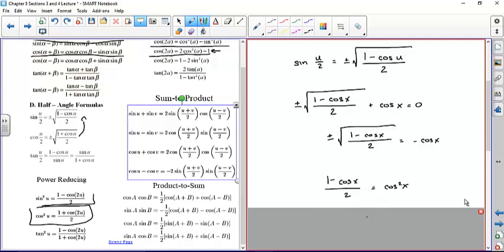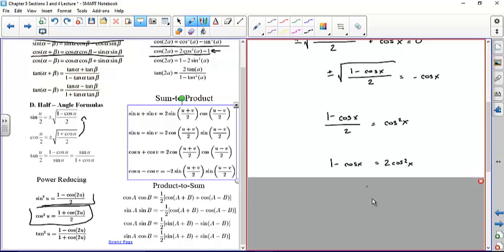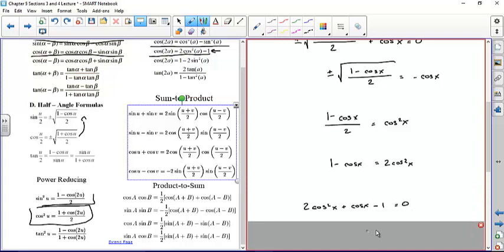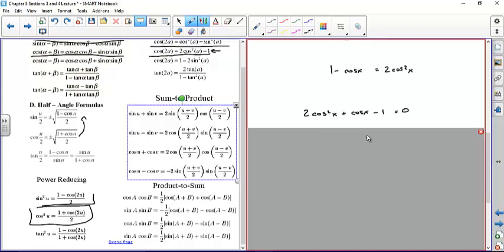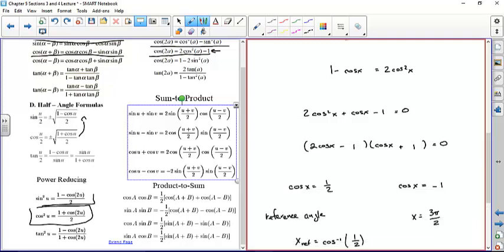Then you can multiply both sides by 2 to get rid of the 2 in the denominator. So you get that, and then you put everything on one side. So you get 2 cosine squared of x plus cosine x minus 1. We saw something like this earlier. You can factor it to that. So one solution is the cosine of x equals negative 1, which is pi. And then 2 cosine x minus 1, we've seen that before. That's cosine of x equals 1 half. Solutions were pi over 3 and 5 pi over 3. So there are all the, oh, actually, one's wrong here.